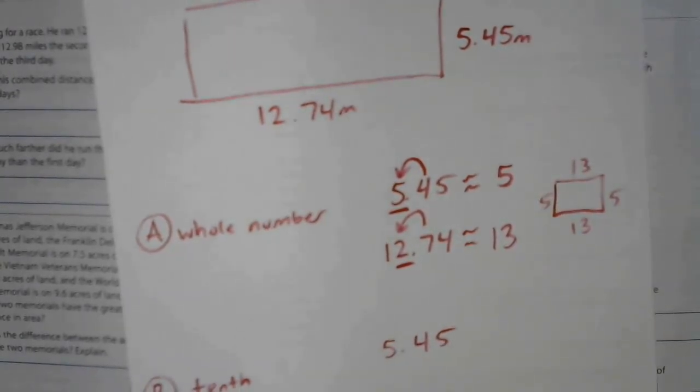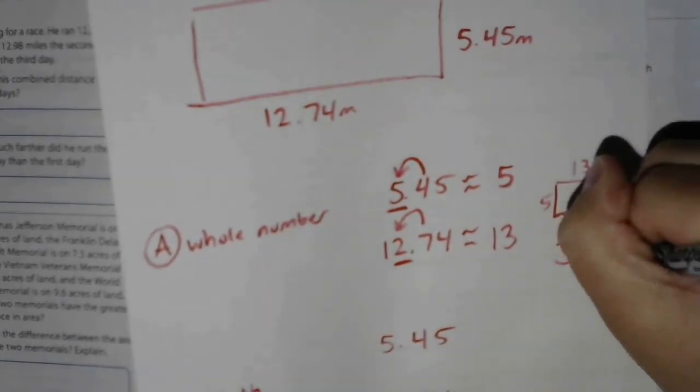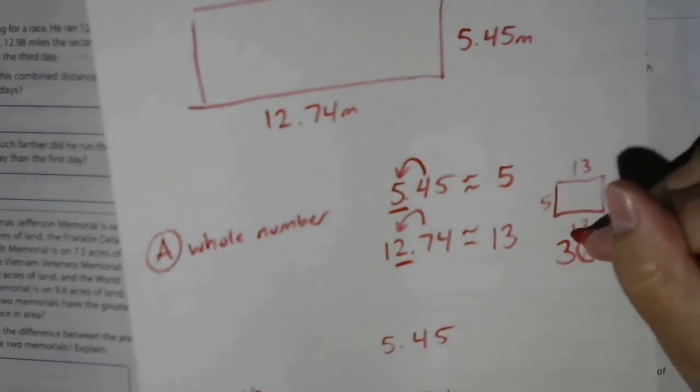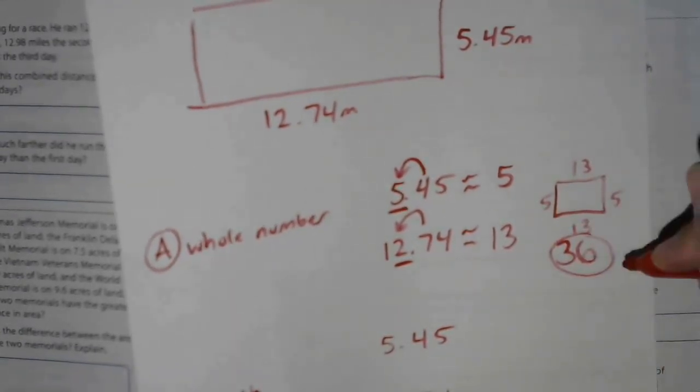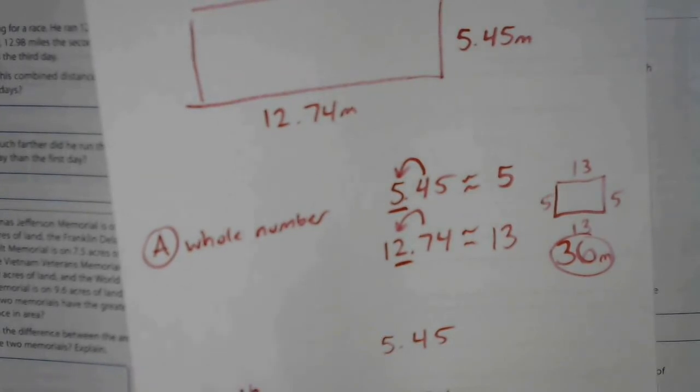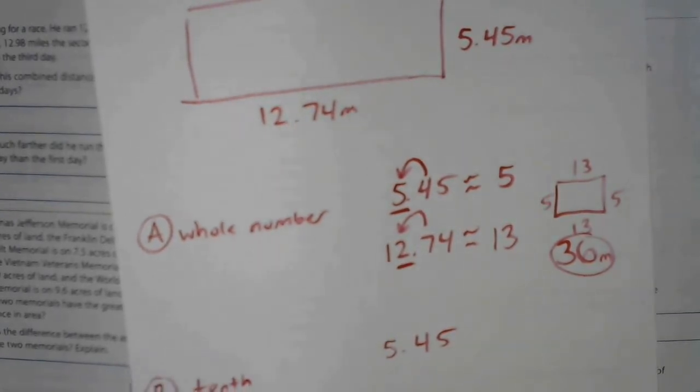If I'm finding the perimeter, I'm just adding these numbers together. Okay, I might be able to do this mentally, right? 13 plus 13 is 26. 5 and 5 is 10. 26 plus 10 is 36. So my perimeter is 36 meters. I guess I should put my label on there. 36 meters when I round to the nearest whole number.